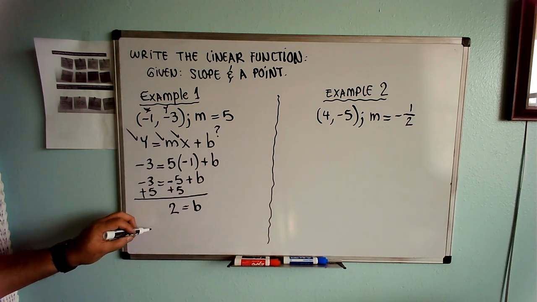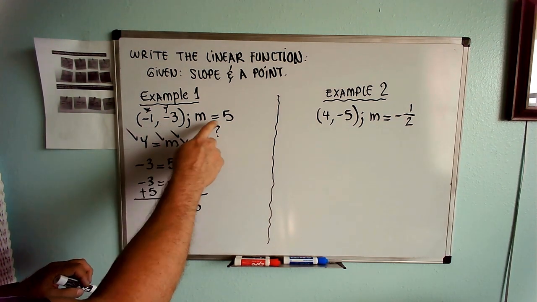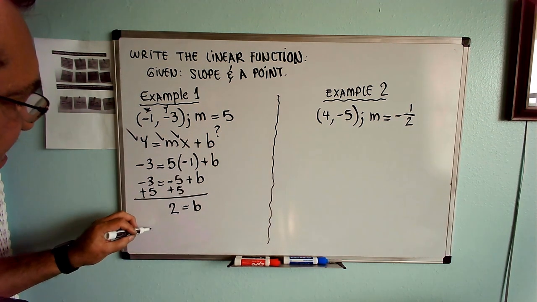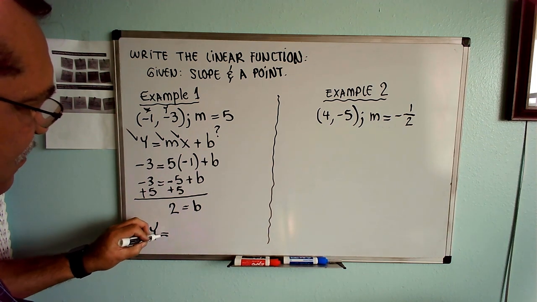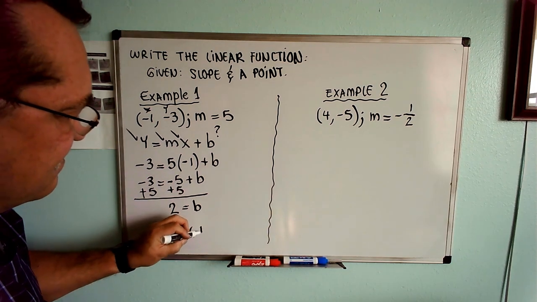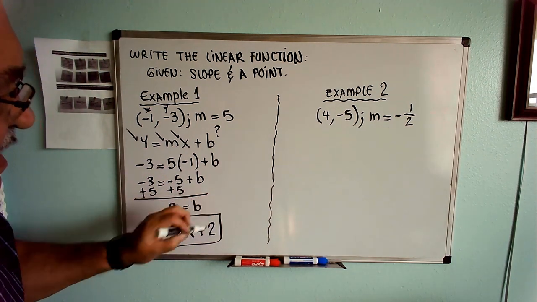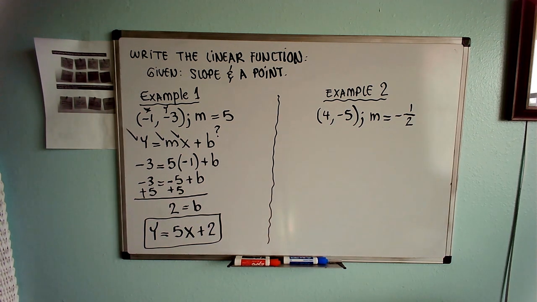So the equation of the line that passes through the point (-1, -3) with slope equal to 5 is y equals 5x plus 2. And that's the equation of that line.